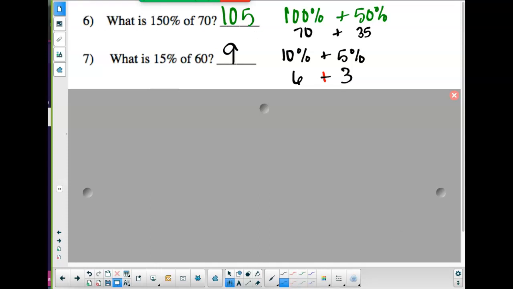What you guys have to do for your homework then is to go onto Canvas.